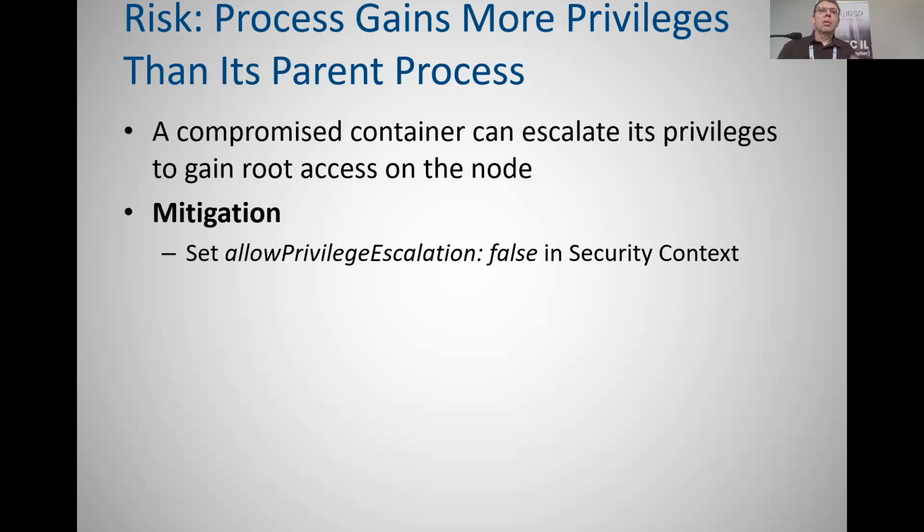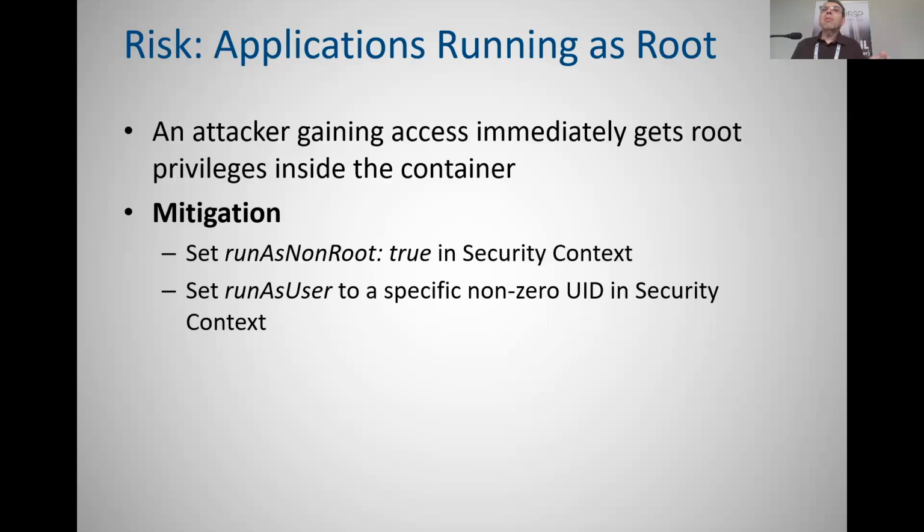The next one. If a process can gain more privilege than its parent, then a compromised container can escalate privilege to gain root access to your node. Mitigate it. Set allowPrivilegeEscalation false in your security context. Let's prevent the application from running as root. Because immediately, if the attacker gains access, he will take root privilege of the container. So mitigation: two properties in the security context, runAsNonRoot and runAsUser set to a specific non-zero UID.